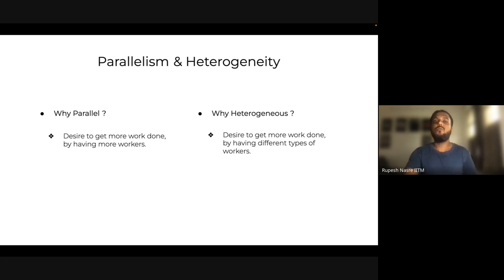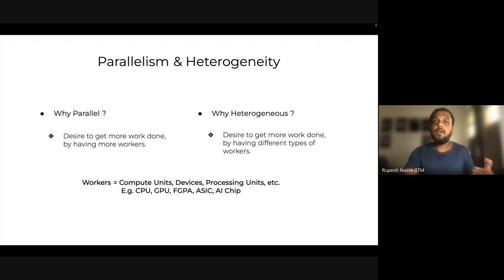What do I mean by workers over here? A worker is simply a compute unit, a device, or a processing unit. It can be a CPU, a GPU, an FPGA, an ASIC, or an AI chip. It can be anything. It should be a compute unit. That's it.